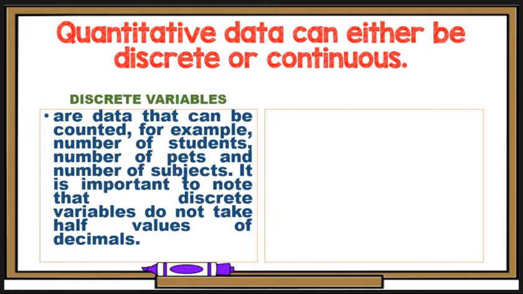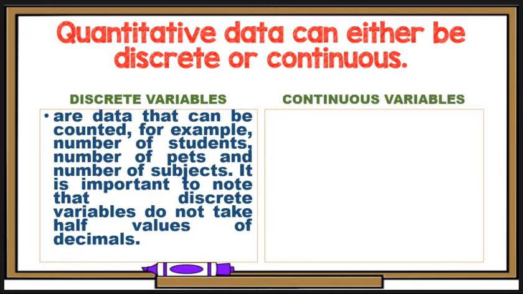So it is important to know that discrete variables do not take half values or decimal. Wala tayong pet na 1.75 lang. Kahit kulang siya ng isang body part, for example, wala siyang isang braso, still, it will count as 1. Hindi siya pwedeng i-represent as decimal or fraction. So again, lahat ng hindi pwedeng hatiin, that is going to be under the discrete variable group.